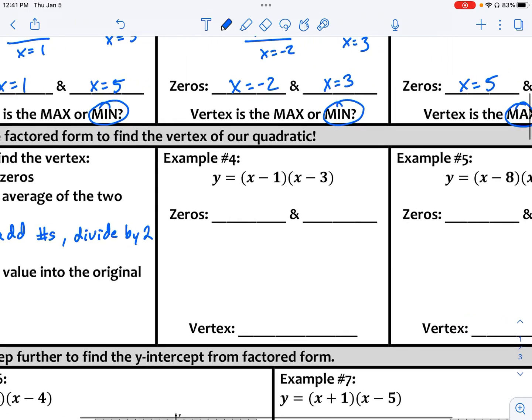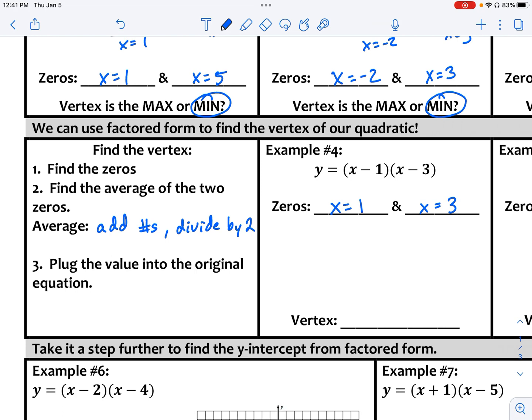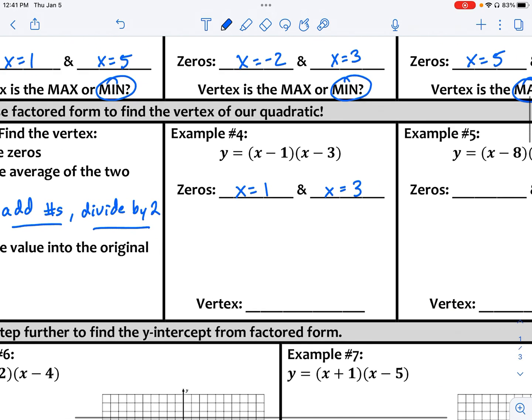So to see what that looks like in action, zeros, we know we switch the signs. So my first zero is at 1, my second zero is at 3. So to find the x value of the vertex, you add the numbers, then divide by 2. So I'm going to do 1 plus 3 and divide by 2, and that's going to give me the x value of the vertex. So that's 4 divided by 2, so my x value is 2. Then to find the y value of my vertex, I'm going to take that x and plug it in for the x values in here. So I take that 2, plug it in for the x's.